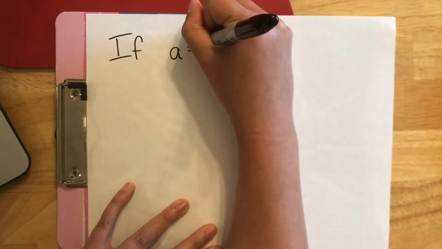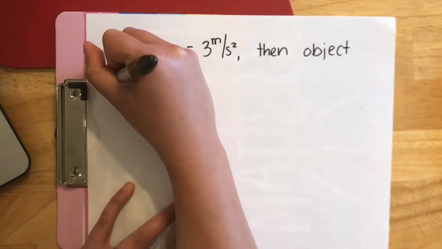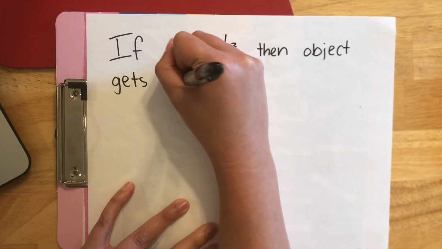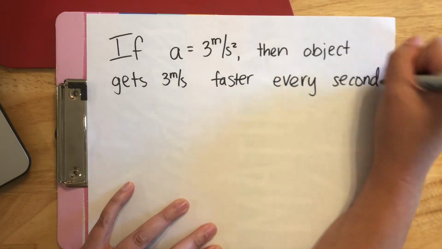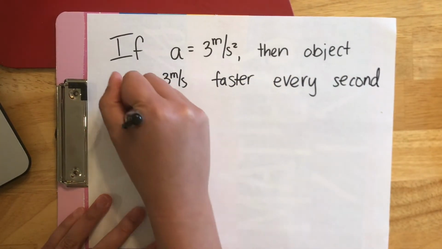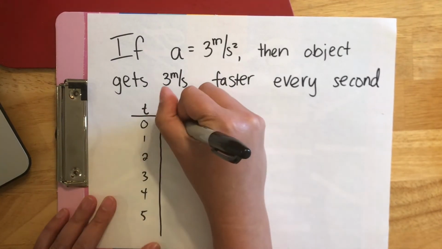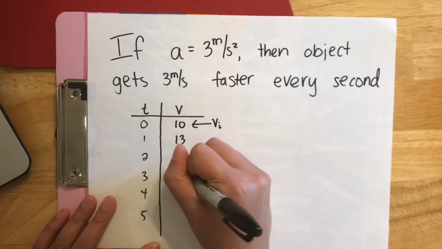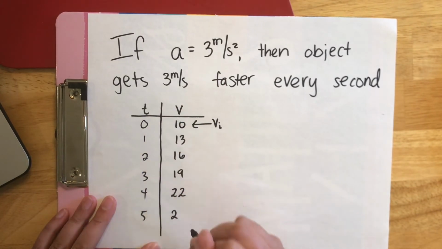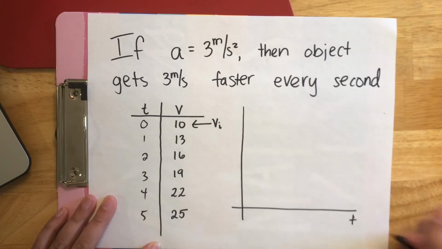Now let's give you an example of what this means. Let's say an object has a +3 acceleration. It means that that object gets 3 meters per second faster for every second of time that passes. I'm going to make a quick t-chart here of time and velocity. Let's say an object starts at 10 meters per second. We call that its initial velocity. And every second it gets 3 meters per second faster.